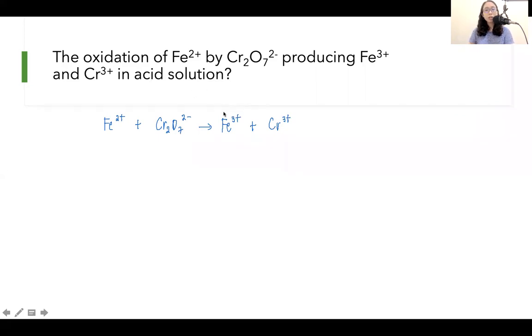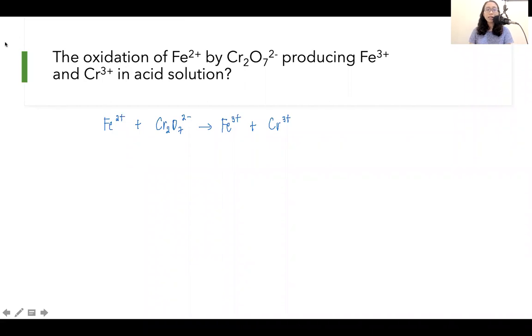We assign oxidation numbers to all elements in both the reactant side and the product side. And this is important because we need to see which element experienced a decrease in its oxidation number and which element experienced an increase in its oxidation number.